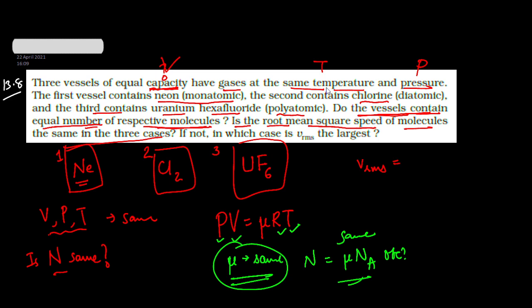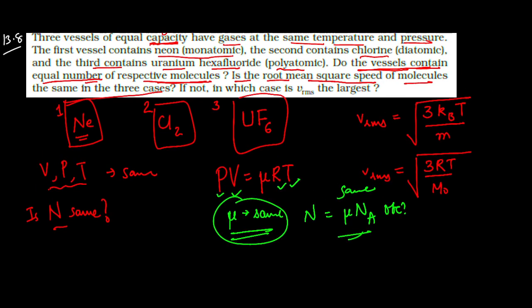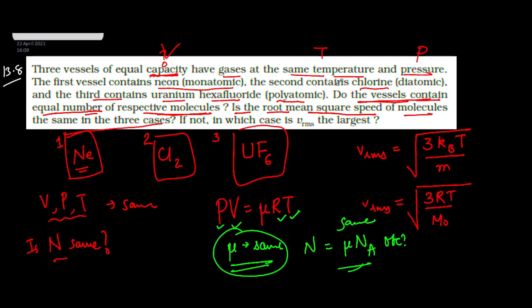It is root 3 KBT by M, right? Or you can also use, again I prefer this one, under root 3 RT by M0. Both give the same result. Again, don't worry about that. I prefer this second one. So is it same for all?